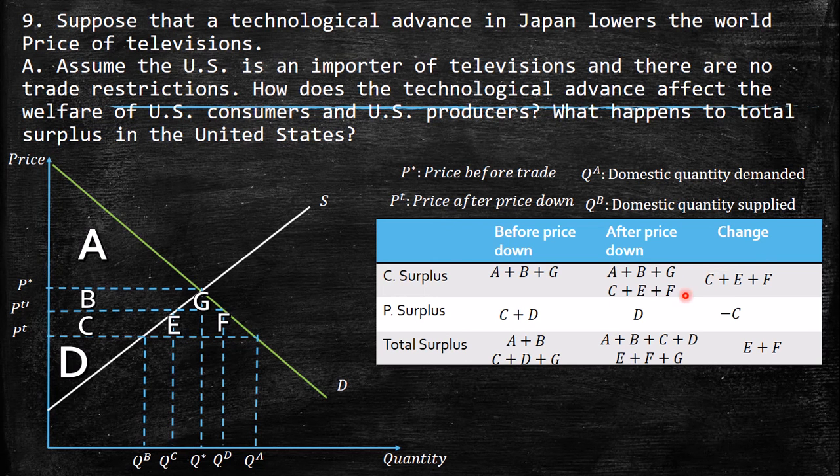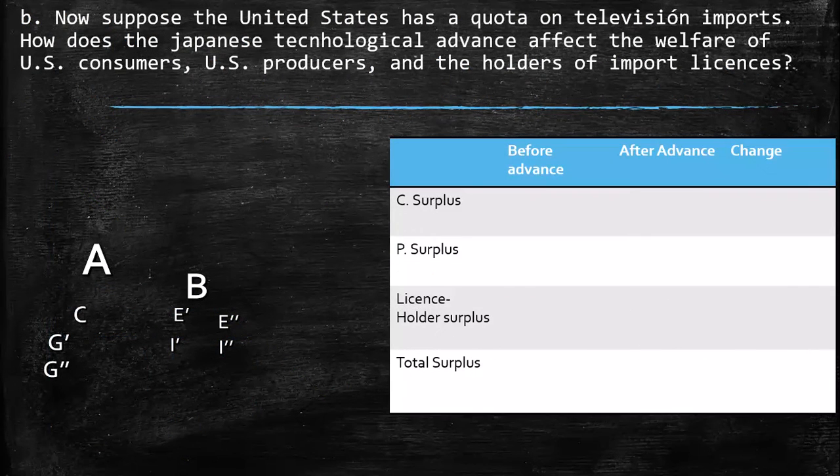And the change: consumers will earn C plus E plus F after the technological advance. The domestic producers will lose C, so it's going to be a loss. But as a total, the trade creates this EF benefit, which is going to be taken by consumers.